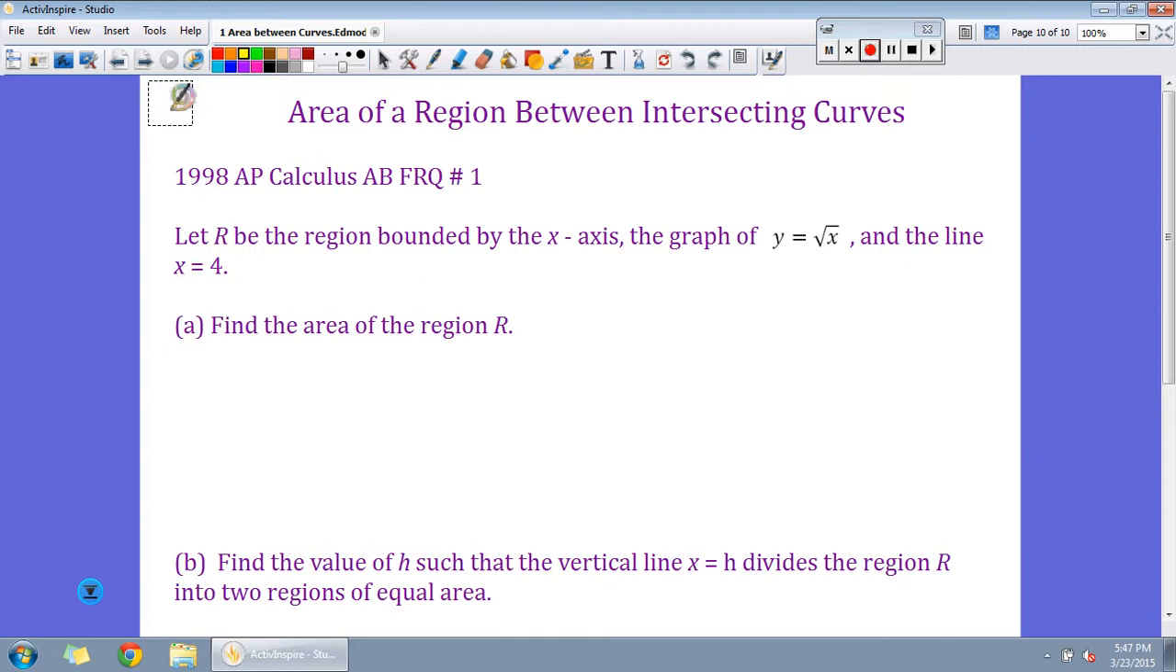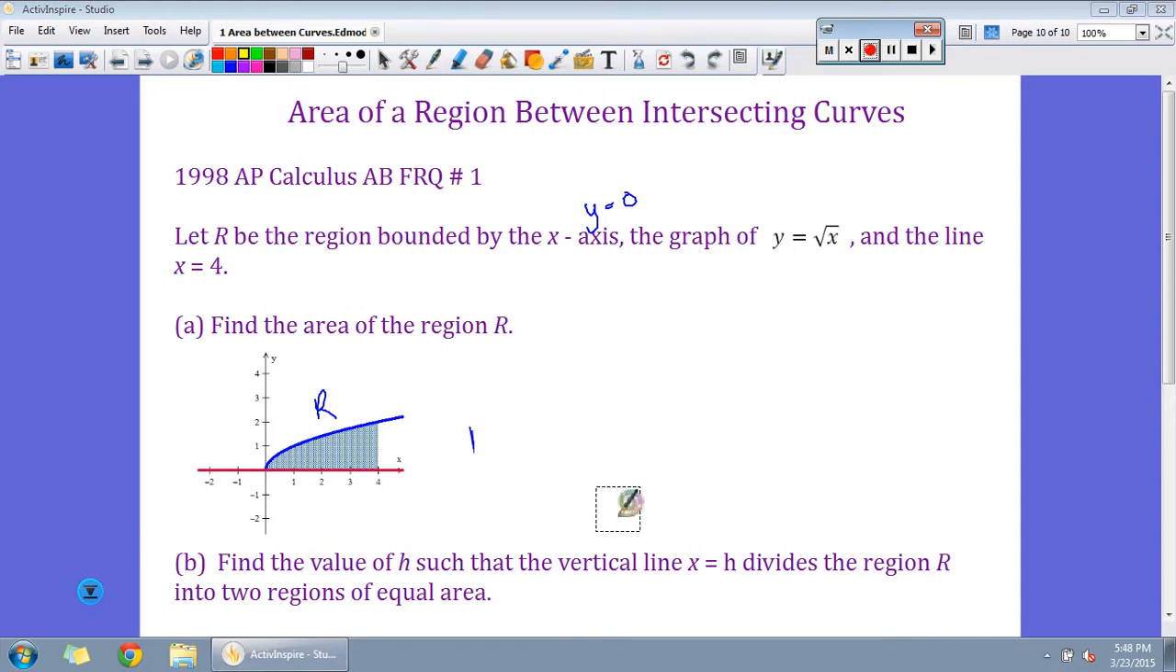Okay. Our last example comes from the first two parts of the 1998 AP Calculus free response question. Let R represent the region bounded by the x-axis, or y equals 0, the graph of y equals the square root of x, and the line x equals 4. So there is region R.